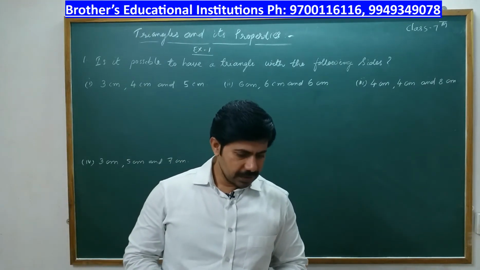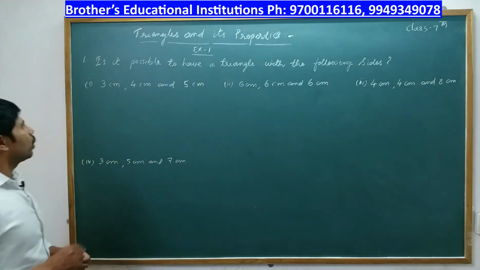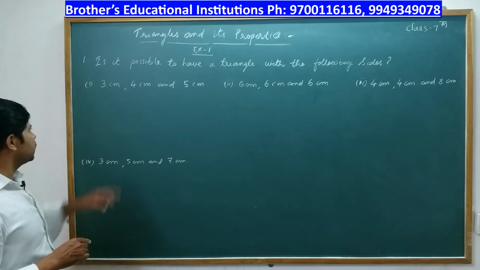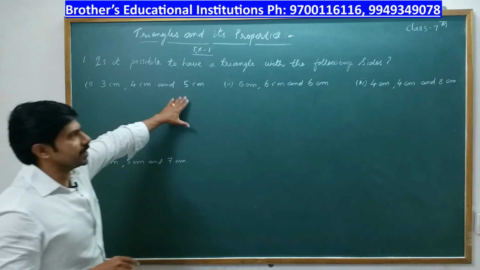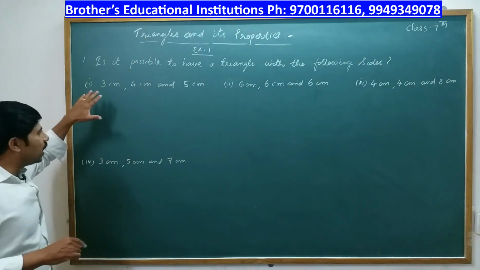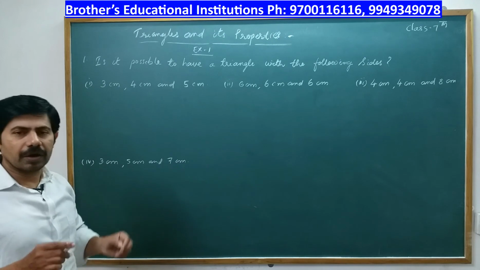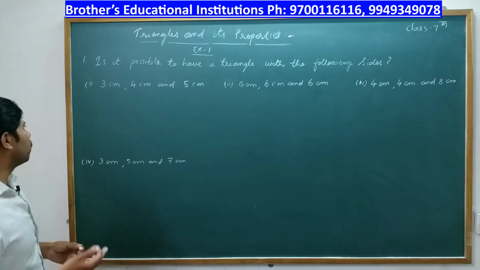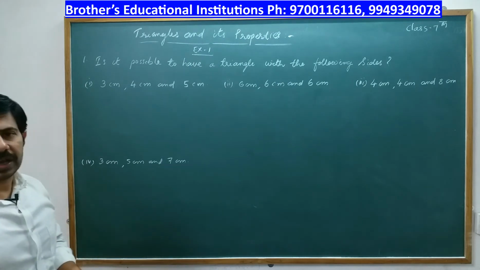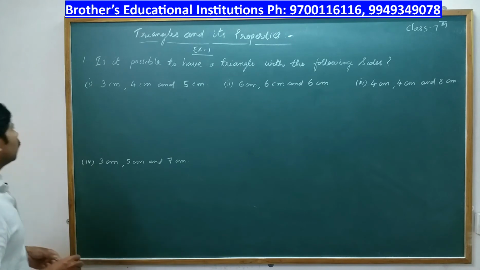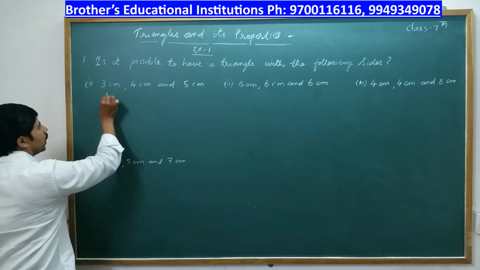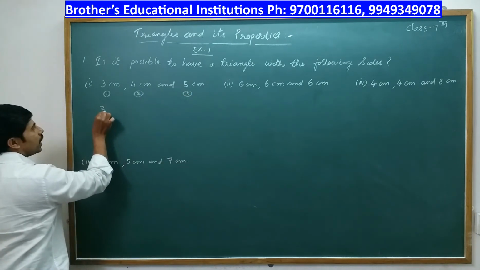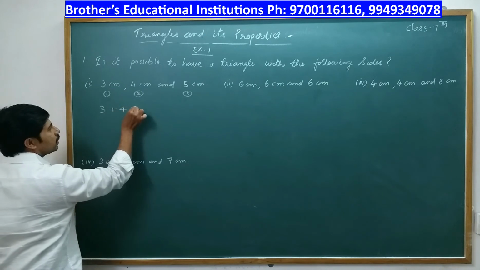Exercise 1. The first problem is: is it possible to have a triangle with the following sides? The first problem is 3 centimeters, 4 centimeters, 5 centimeters. Whether these three lengths can form a triangle or not, we have to check. To check that, we have a property that the sum of any two sides of a triangle is greater than the third side. So this is side 1, this is 2, and this is the third side.